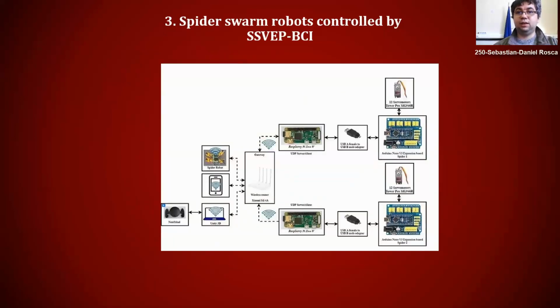In next figure is presented the hardware block diagram of quadruped swarm. We choose to use as hardware solution an Arduino Nano V3 board together with an expansion board and a Raspberry Pi W to ensure the communication through Wi-Fi based on user datagram protocol.